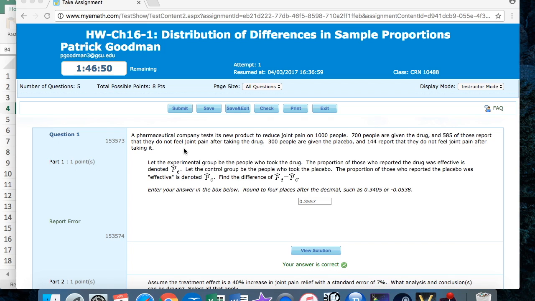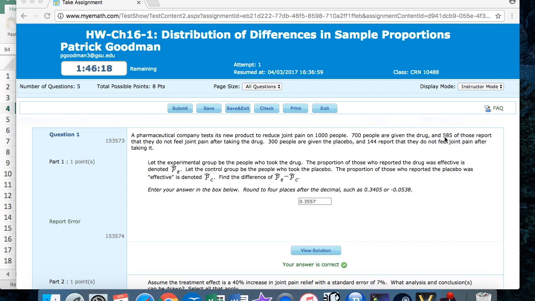A pharmaceutical company tests its new product to reduce joint pain on 1,000 people. Of those 1,000 people, 700 were given the drug. So we're splitting these 1,000 people up into two groups. 700 people were given the drug, and 585 of those report that they do not feel joint pain after the drug. So then my proportion for this would be, out of those 700 people given the drug, this many felt that they do not have joint pain after taking the drug.